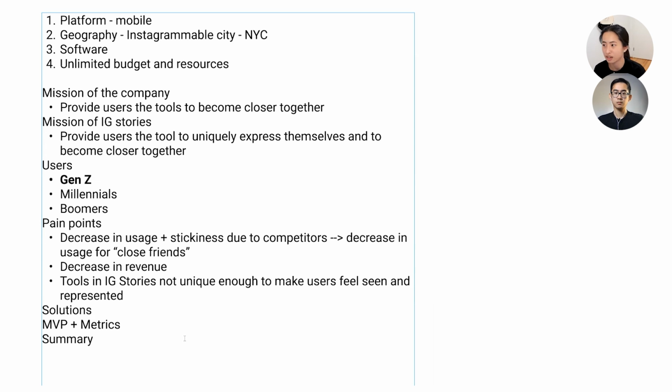And then maybe we launch a couple of stickers and fun ways to actually express yourself, but maybe users don't feel that they're seen or represented. Because at the end of the day, going back to the mission of our team, we want to make sure users feel that they're able to uniquely express themselves.